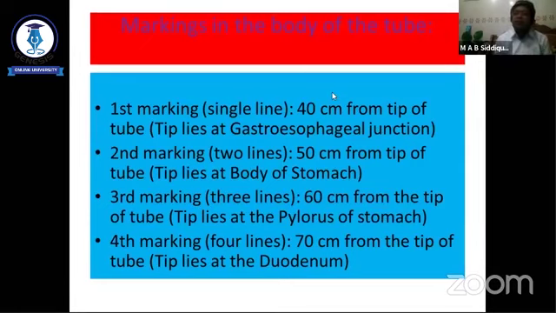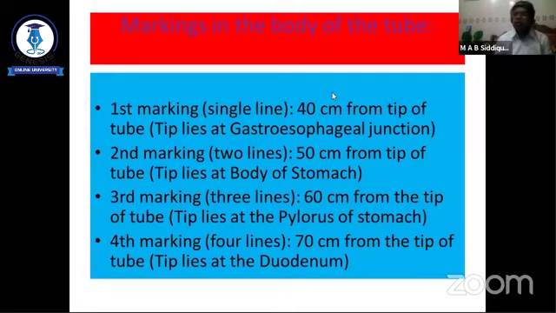The second marking is 50 centimeter from the tip, and when you introduce 50 centimeter of the tube, it lies in the body of the stomach. The third marking is 60 centimeter from the tip of the tube, which indicates you have entered the pylorus of the stomach. And the fourth one is 70 centimeter from the tip of the tube, and it lies at the duodenum. So when you introduce up to 70 centimeter, you have reached the duodenum.